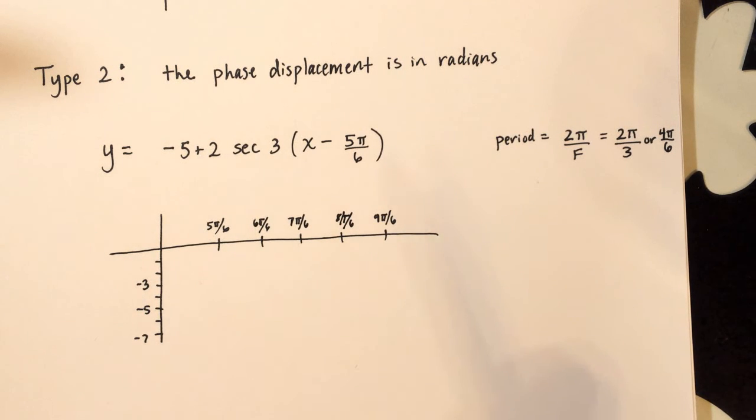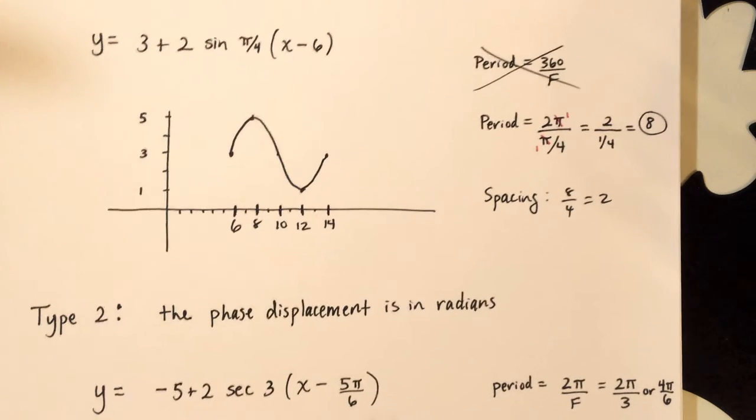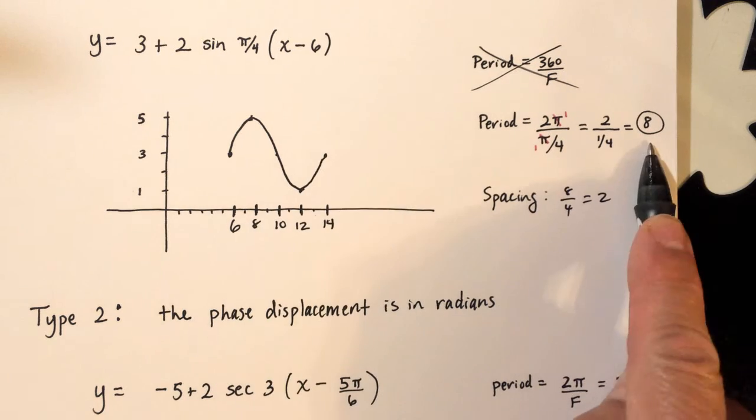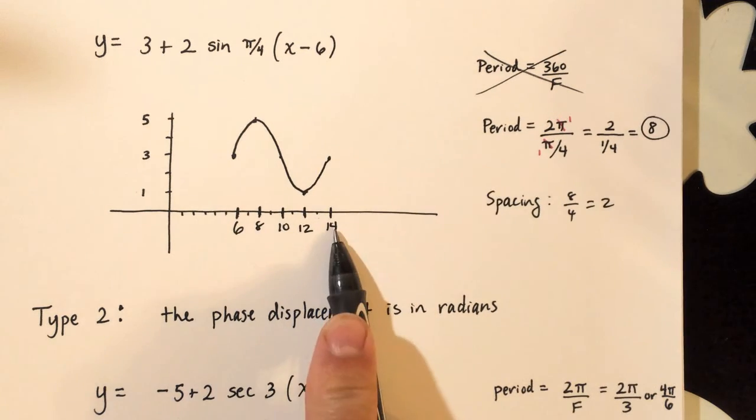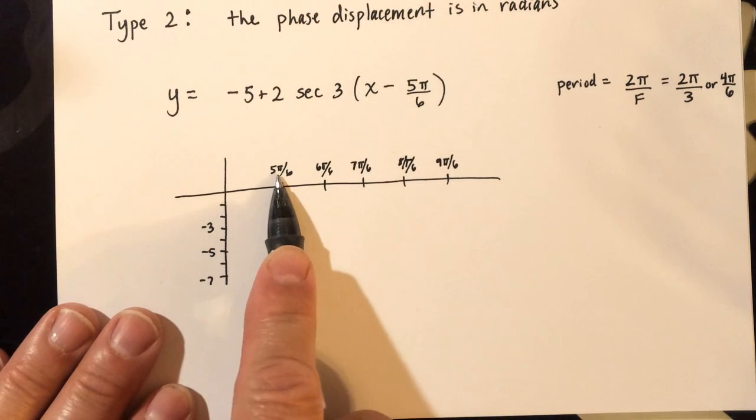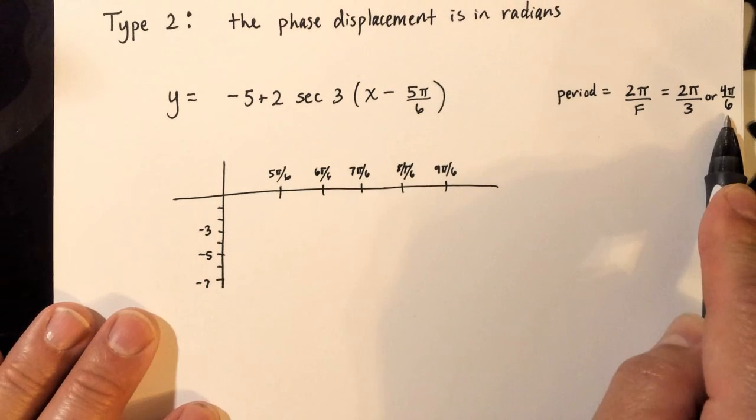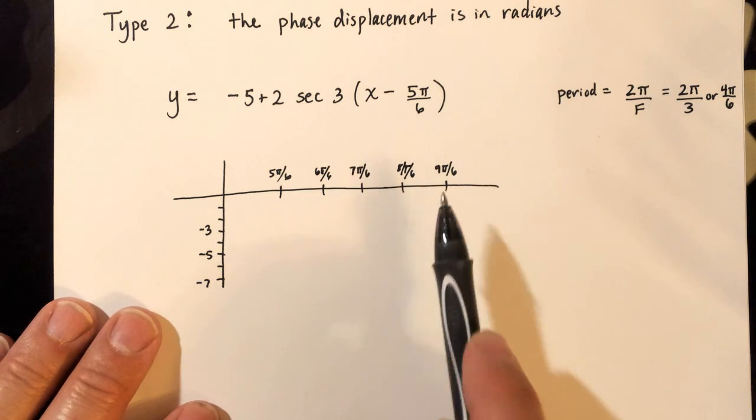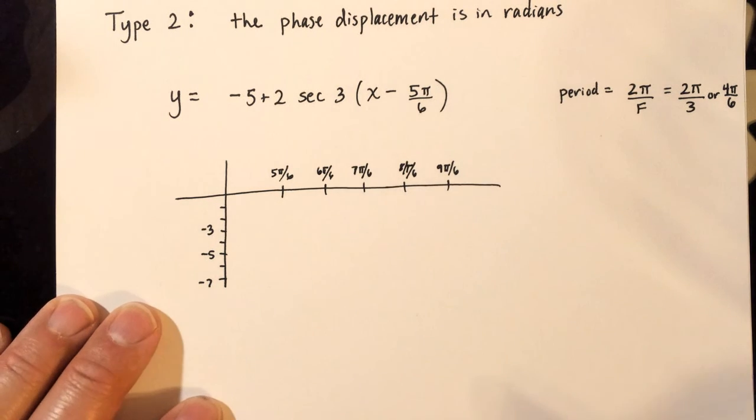Okay, recap. Always, 100% of the time, phase displacement plus period equals end of cycle. And if everything has the same denominator, it's super easy to count.